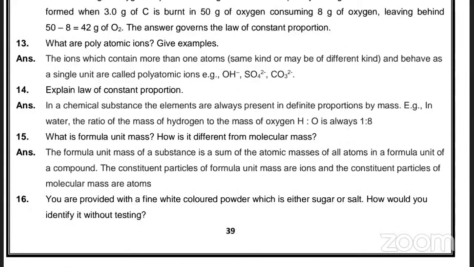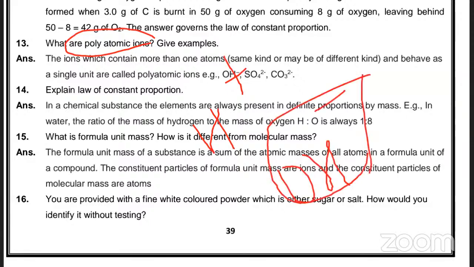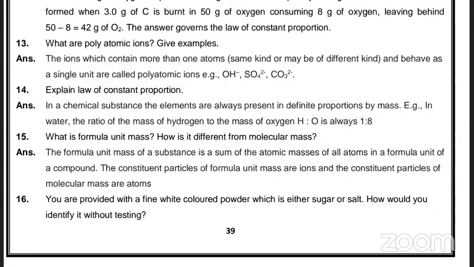Okay, the next questions, 13, 14 and 15, we will do. 13 is what are polyatomic ions. We have already talked about polyatomic ions. Poly means what? Many atoms, right? Suppose I'm talking about this, it is monoatomic. But if I'm saying OH minus, there are two atoms and it is an ion. This is called a polyatomic ion. Ions which contain more than one atom, of the same kind or of different kinds, and behave as a single unit are called polyatomic ions. Like that I have given you examples.